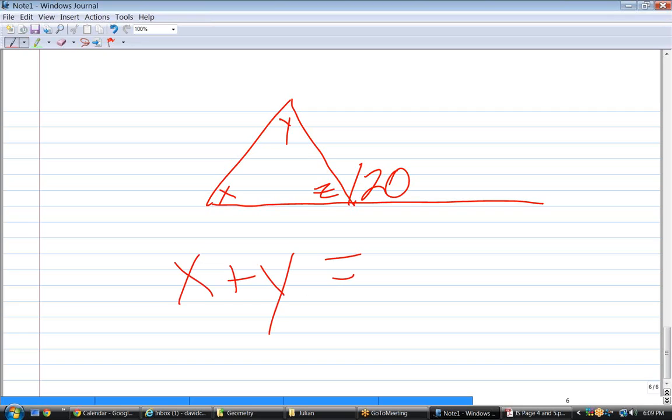Well, 120. We can't tell what X or Y are equal to individually. In this picture here, I know Z is 60, but I don't know what X and Y are. They could be pretty much anything, depending on how I've drawn the picture. But what I do know is that they add to 120.